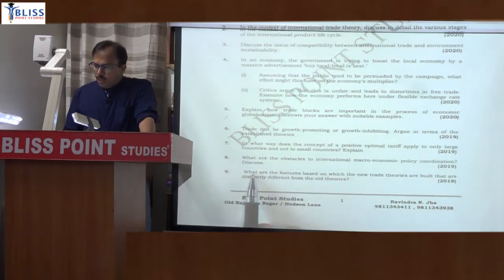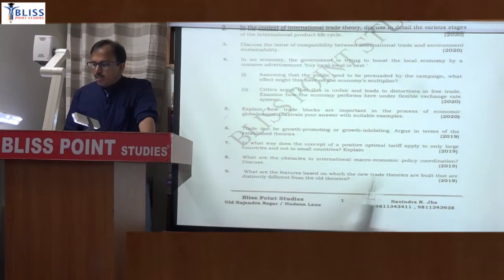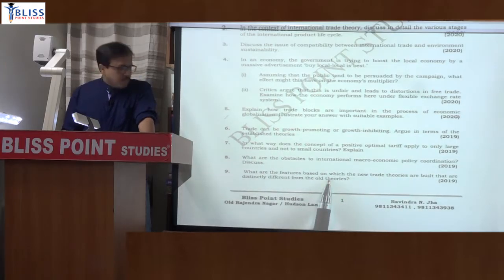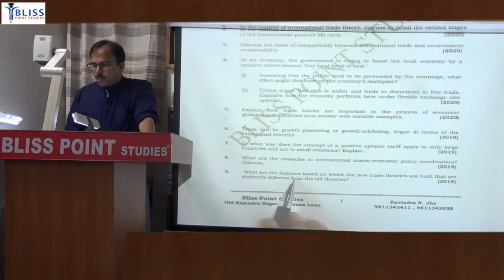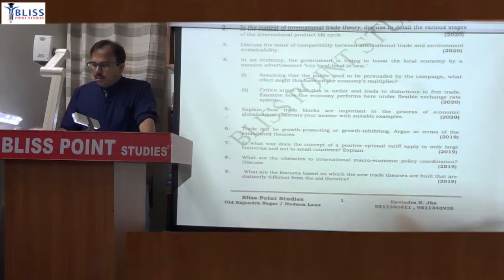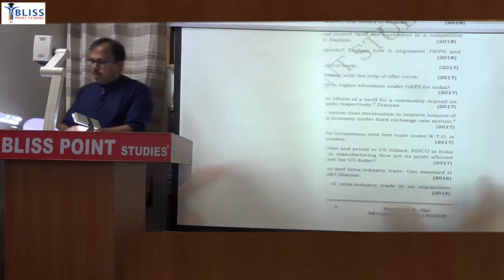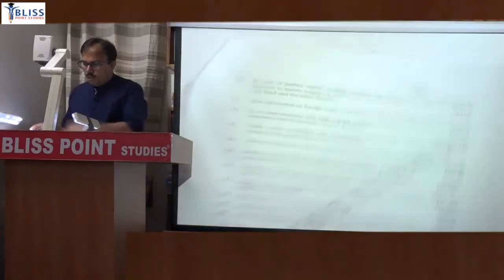Then ninth, you can read, what are the features based on which new trade theories are based that are distinctly different from the old theories. So again, if you know all old theories, you know what is common among all old theories, what is common in the new trade theories, how they are different, then you can answer this part. Clear? So 4 questions on this page, and 2 more on this page.